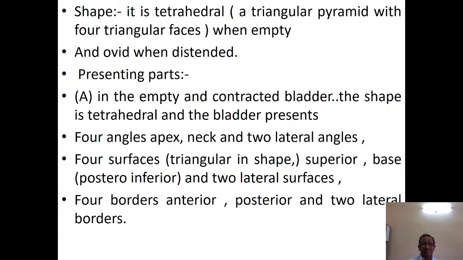Now shape, it is tetrahedral. Tetrahedral means a triangular pyramid with 4 triangular faces. It is tetrahedral when empty and oval when distended. So when it is distended, it will become an oval shape. No angles, all angles will be gone. So this tetrahedral shape will have 4 angles, an apex, a neck and 2 lateral angles. 4 surfaces, superior surface, base and 2 lateral surfaces. 4 borders, anterior, posterior and 2 lateral borders.